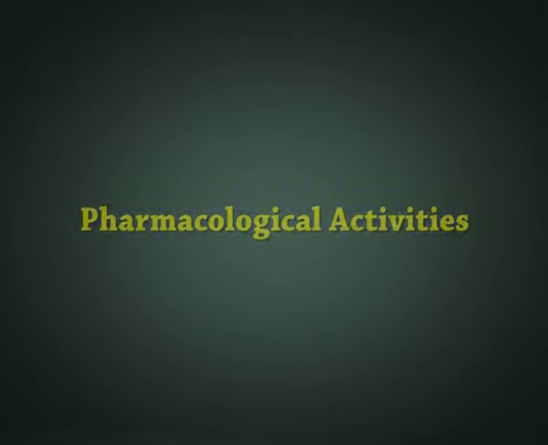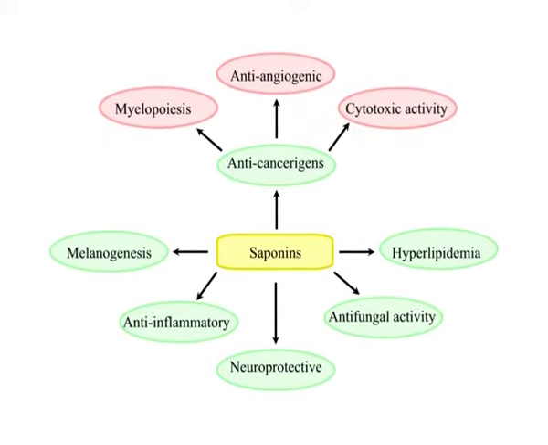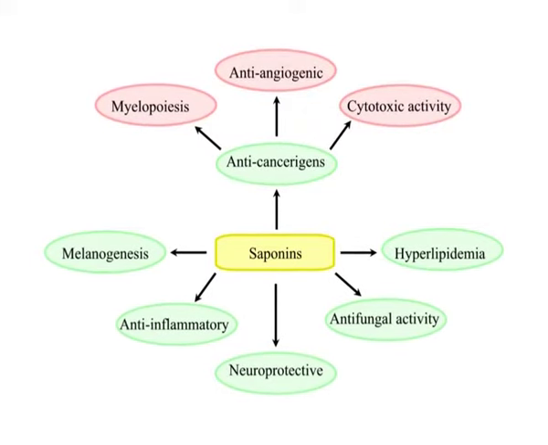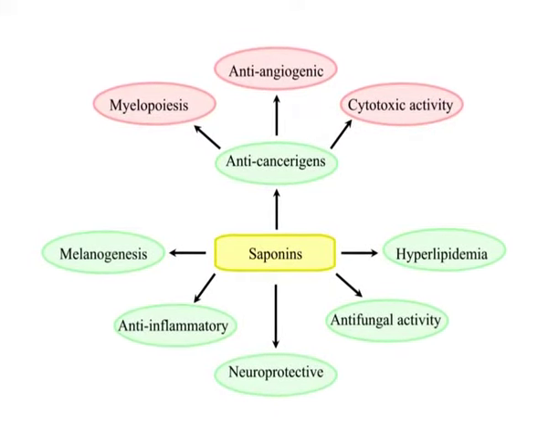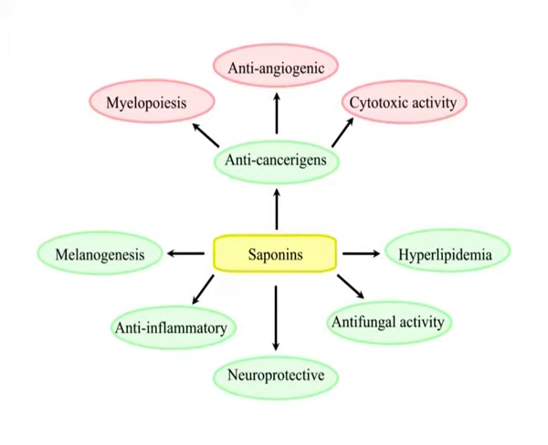Having known about the different identification tests which we can use for the saponin glycoside, let's now move forward to see their pharmacological activities. Saponins are found to have significant diversity in their structure, and this structural diversity leads to varied biological activities. In fact, they are found to exert structure-related biological activities.